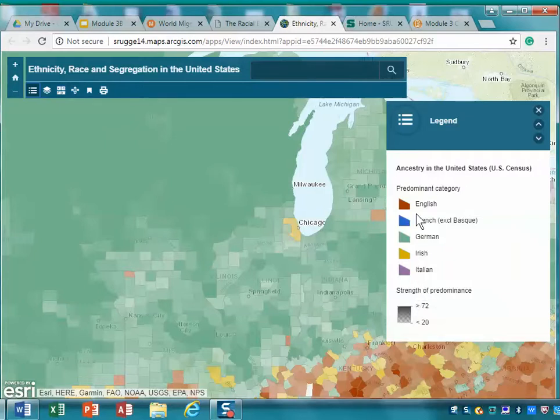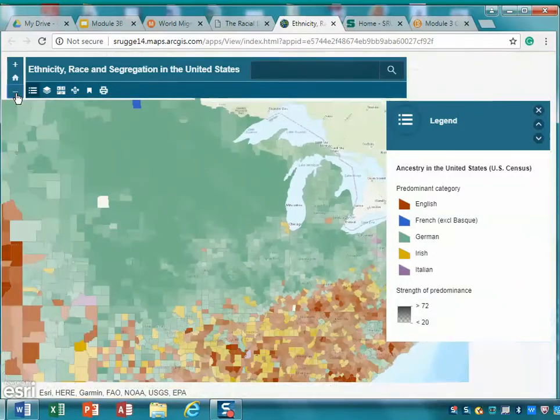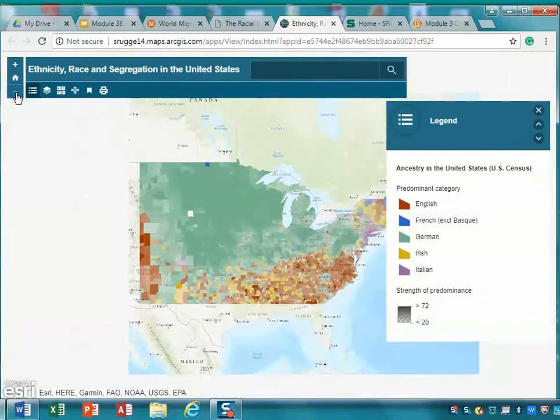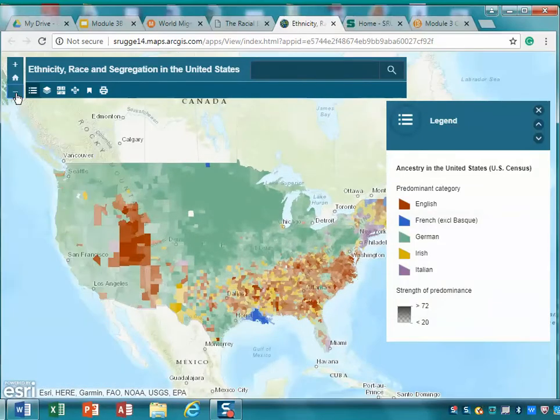And so what you'll notice is the colors are listed here, and then the dominance is shown by how dark the color is. For example, if we look across the United States, one of the things we can see is some areas that are extremely high in one ethnicity, and then a lot of areas that are fairly low in terms of the strength of the dominance.